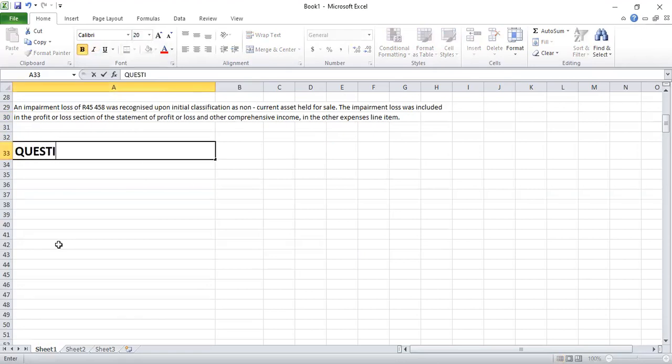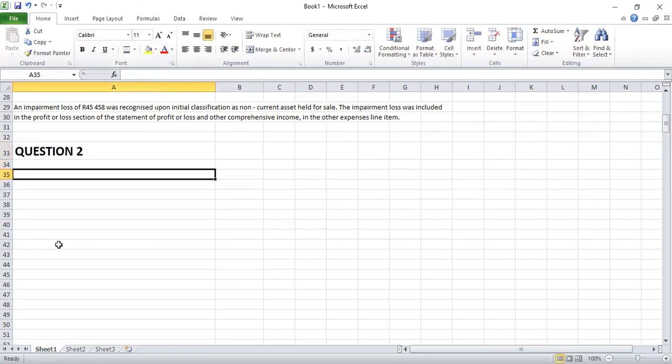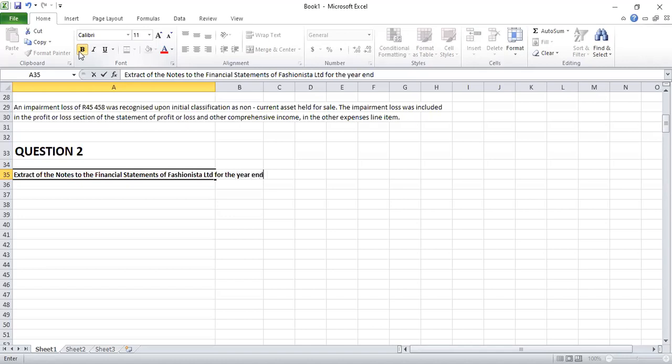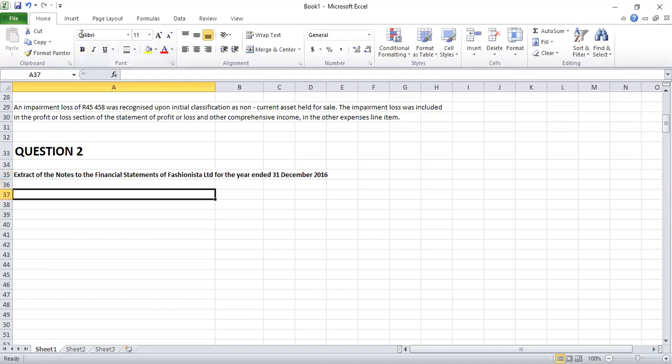Right, question 2. Extract of the notes to the financial statements of Fashionista Limited for the year ended 31 December 2016. Investment property.